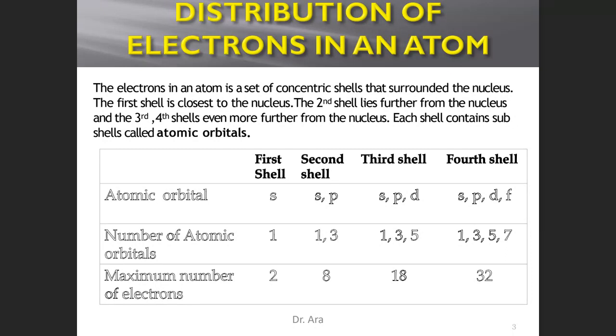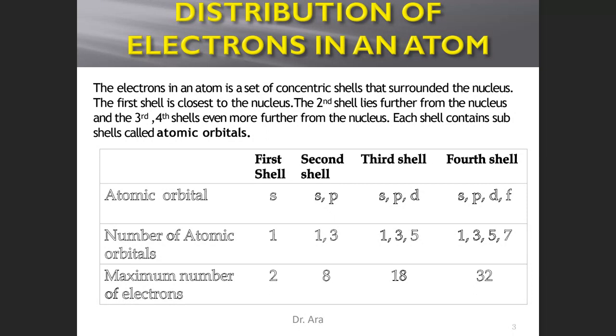The movement of the electron around the atom we normally count as an orbital, on the basis of its different energy level. So we have the first shell, the s orbital, which is very close to the nucleus. The second shell lies further from the nucleus, and the third and fourth shells even further.